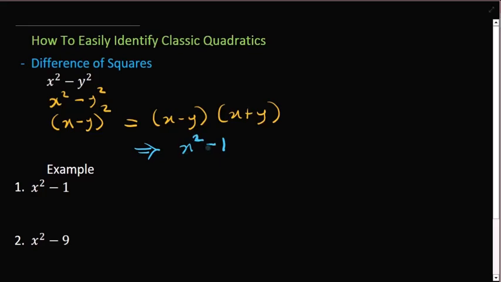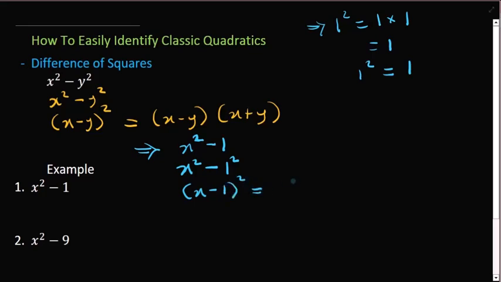For this particular situation, I can have x squared minus 1 squared. The reason is that 1 squared is the same thing as 1 multiplied by 1, which is 1, so nothing changes. From this point we can combine them, x minus 1 all squared. Having said that, we can apply difference of squares here as x minus 1 and then x plus 1.